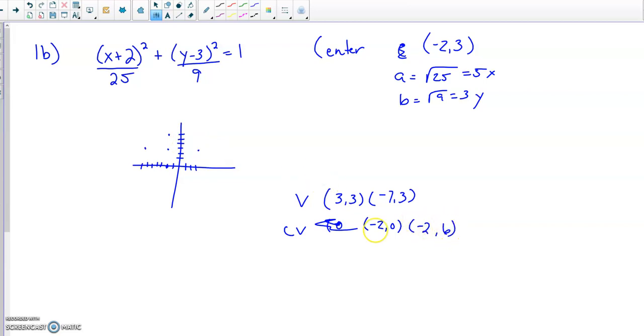Okay. And then last but not least, we have to go find our focus. So C squared equals 5 squared minus 3 squared. So C squared equals 16. Square root, so C equals 4. And that's going to be our X value. So we're going to go over 4. So 1, 2, 3, 4.